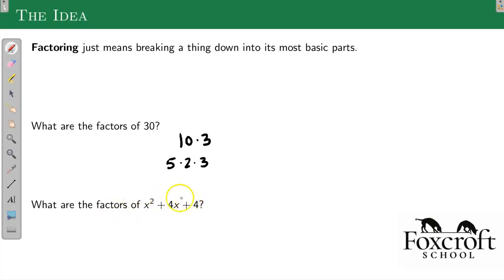What are the factors of x squared plus 4x plus 4? Kind of what makes up this expression? It ends up being x plus 2 and x plus 2. But just like 30, we broke it down to things that multiply together to get that number. These are the things that multiply together, in this case FOIL together, to get this quadratic.